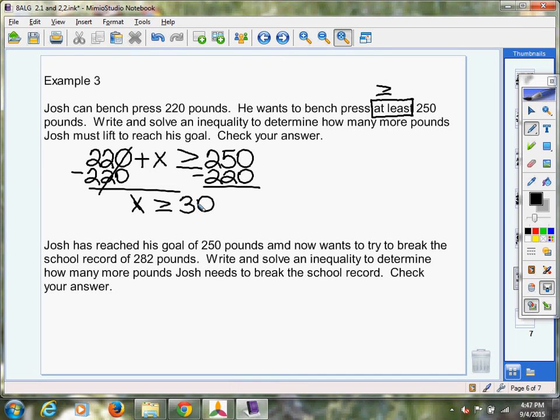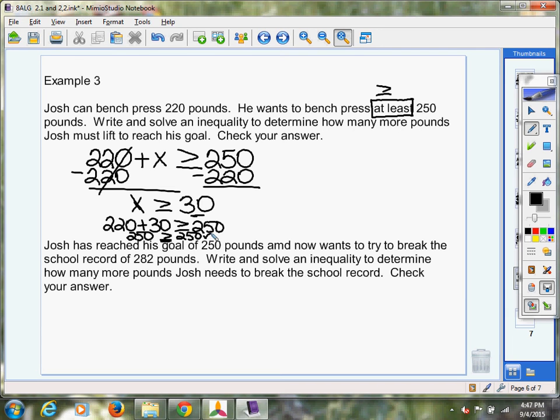Okay, so now they want us to check our answer. So what I would recommend that you do is you start here with the number 30 and just try it. How about 220 plus 30? Is that greater than or equal to 250? And hopefully you see that, yes, indeed. 220 and 30 is 250, and 250, it's not bigger than 250, but it is equal to 250. So that checks out.